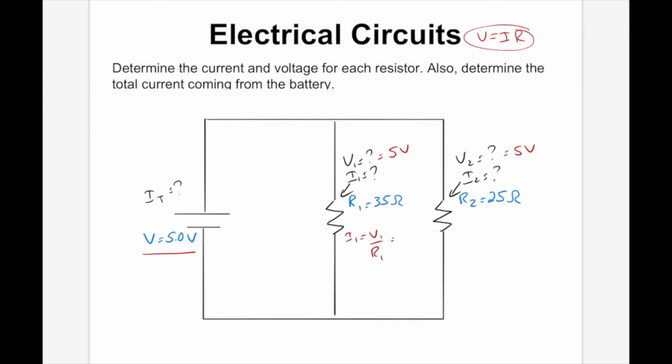So we're going to have 5 divided by 35, and that equals 0.14 amps. And then for I2, it's going to be the same thing. It's going to be V2 divided by R2, which is 5 divided by 25, and that equals 0.2 amps. Now I total is going to be I1 plus I2, which is 0.14 plus 0.2, which is going to equal 0.34 amps.